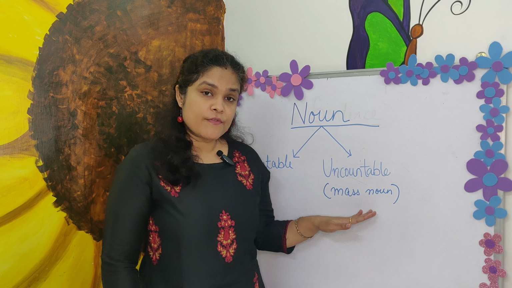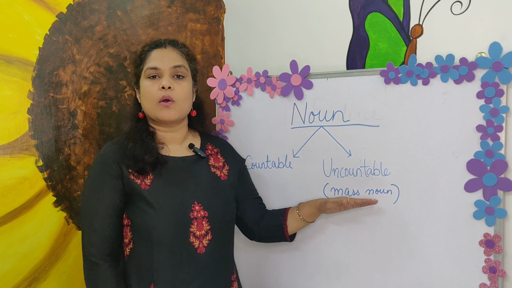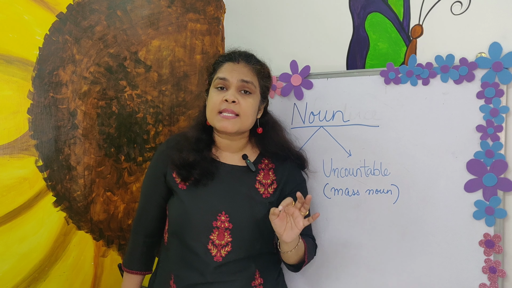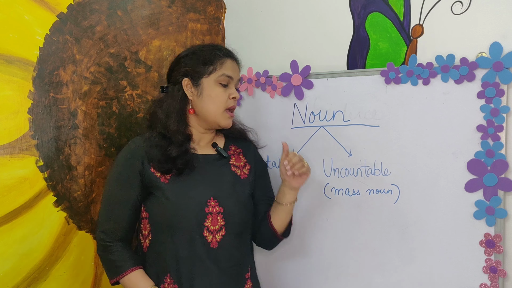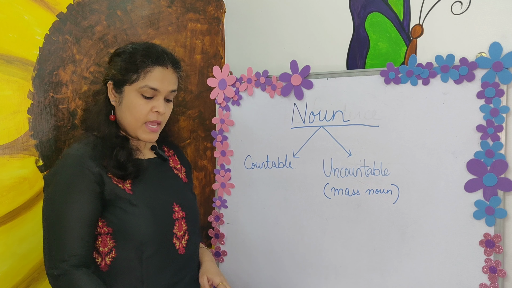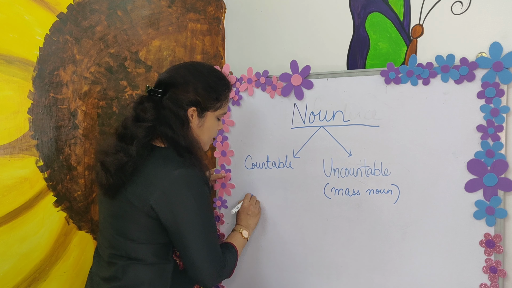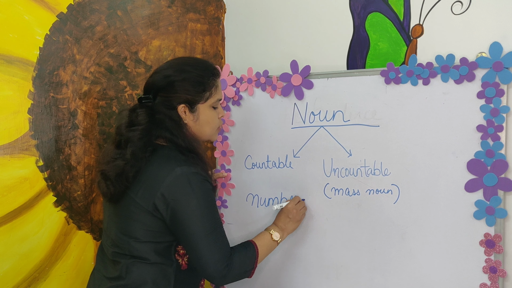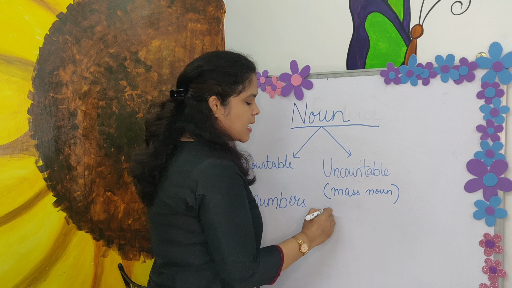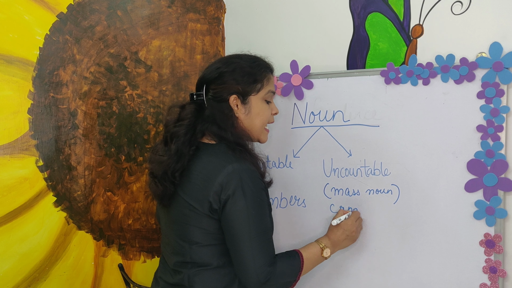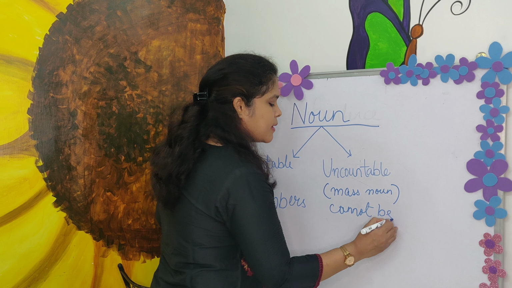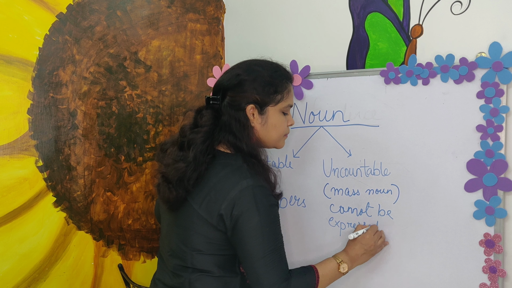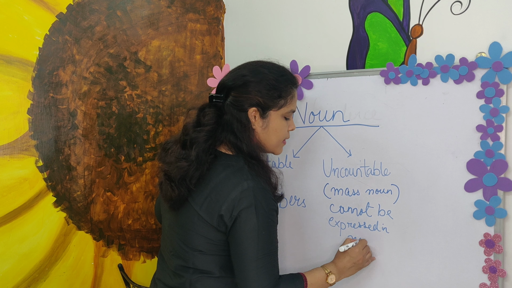Okay? So if we need to differentiate between countable and uncountable nouns, countable nouns can be expressed in numbers, like 1, 2, 3 and so on. Whereas uncountable nouns, they cannot be expressed in numbers.